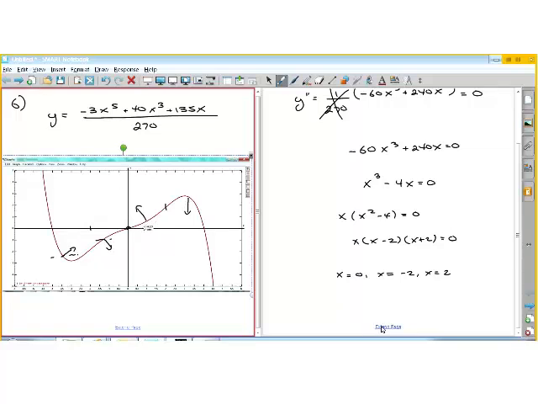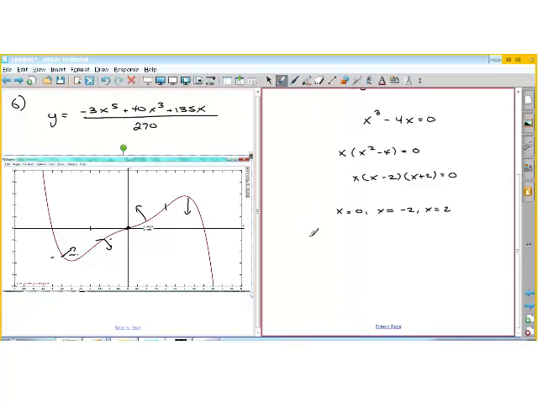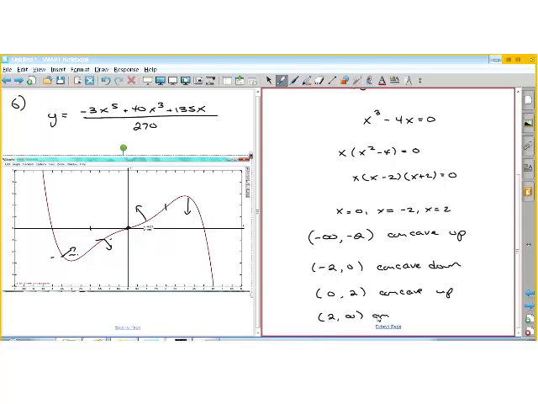So to answer the question, we can say that the open interval from -infinity to -2 is concave up. And we can say also that from -2 to 0, it's concave down. And from 0 to +2, it's concave up. And from 2 to +infinity, it's concave down.